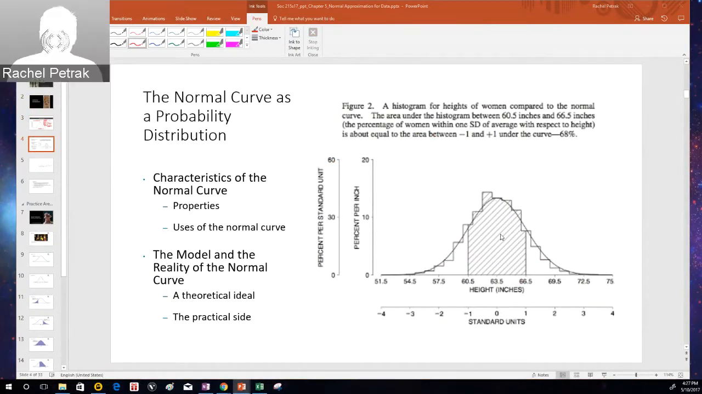And we can use this information, information we know generally about the standard scale and about standard units to, for example, know what proportion of the population falls between heights of 60.5 inches and 66.5 inches.